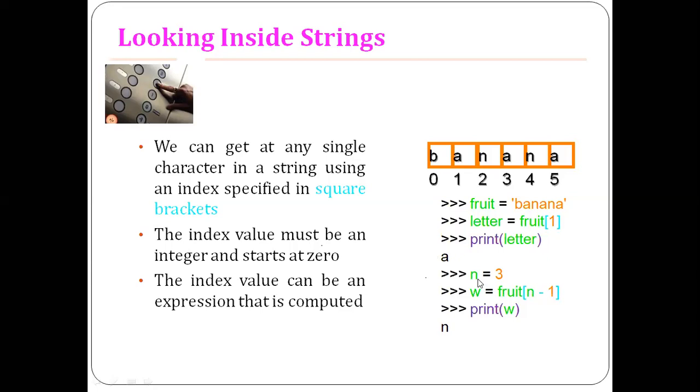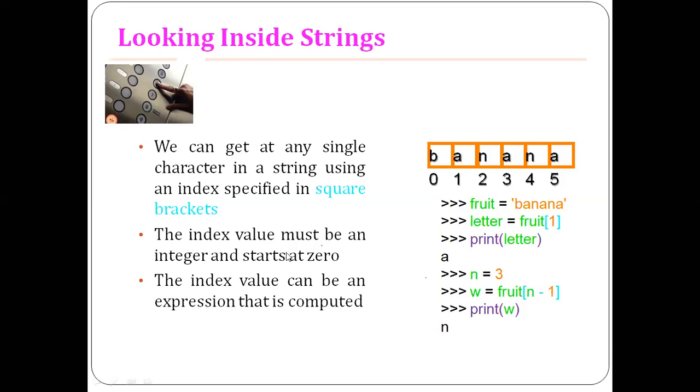So now we look at this. n is equal to 3, and fruit of n minus 1. n is 3, and minus 1 is nothing but an expression. We have seen here the index value can be an expression that is computed. n is an integer value which is subtracted by 1, so now you get the value 2. And what is the value at index 2? It is n, which will be printed on the terminal. That is exactly what you have.